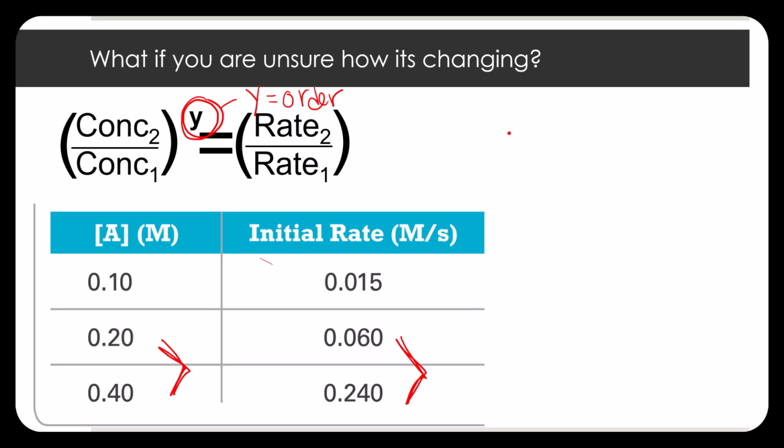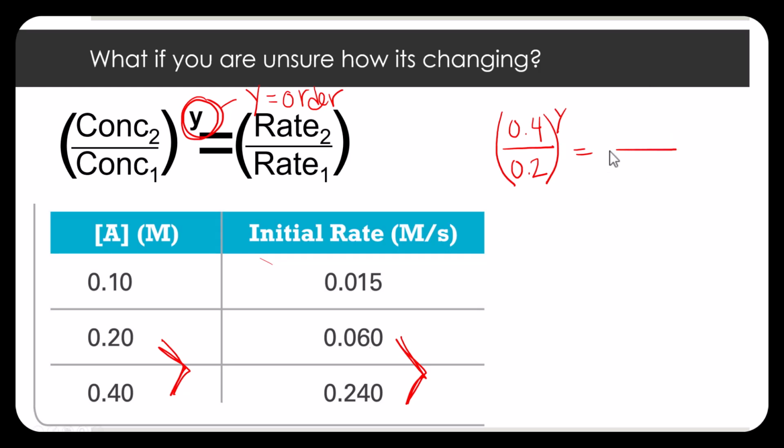All right, so I always put the bigger number on top. It always equals out to whole numbers rather than decimals, and I just prefer that. So I will always put the bigger concentration on top. So I'm going to put concentration of trial 3 on the top, 0.4, divided by the concentration of trial 2, which is 0.2. And then that's raised to the y.